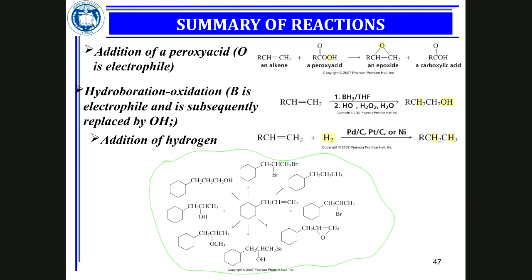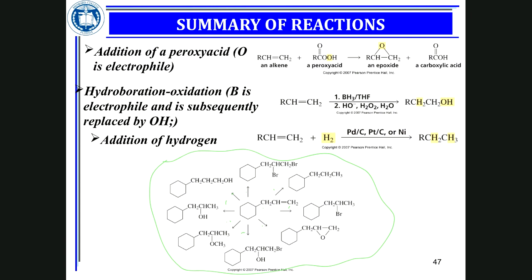Expect a diagram like this on your test where you fill in all these reagents. What are the reagents that will change your alkene to any of these products? Basically, it's a summary of all of the reagents that you have learned about in this chapter. So you need to memorize all of the reagents.